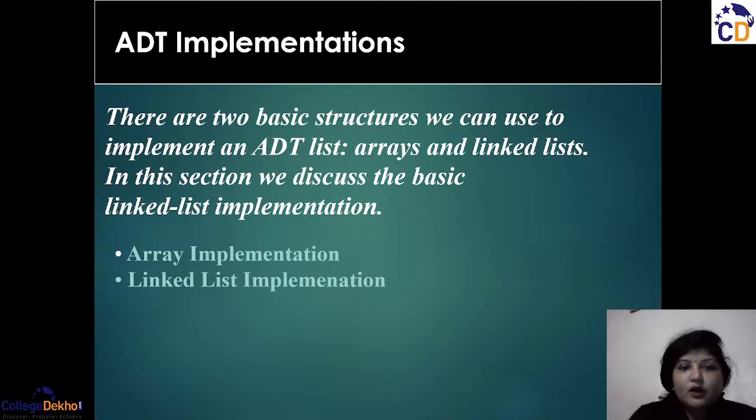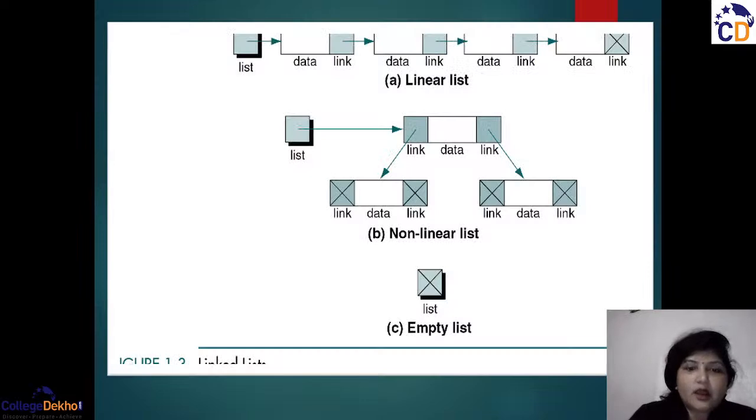Then we have how to implement this ADT, how to implement this abstract data type. For implementing this, the basic data structures that we use to implement ADT are array implementation and linked list implementation. So first of all, we will be checking out the linked list, right?